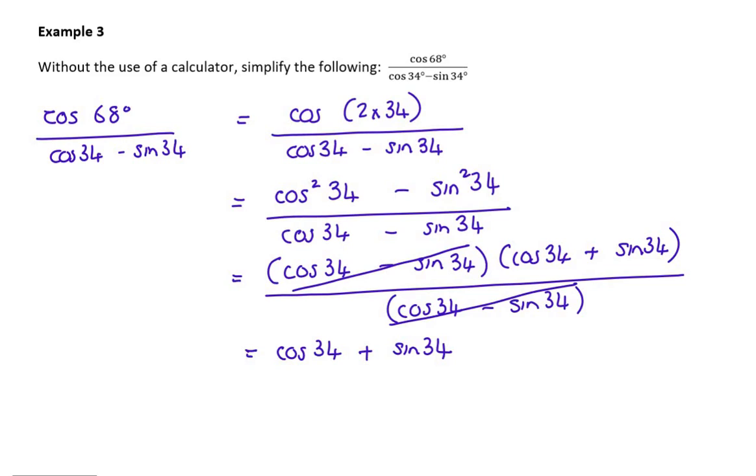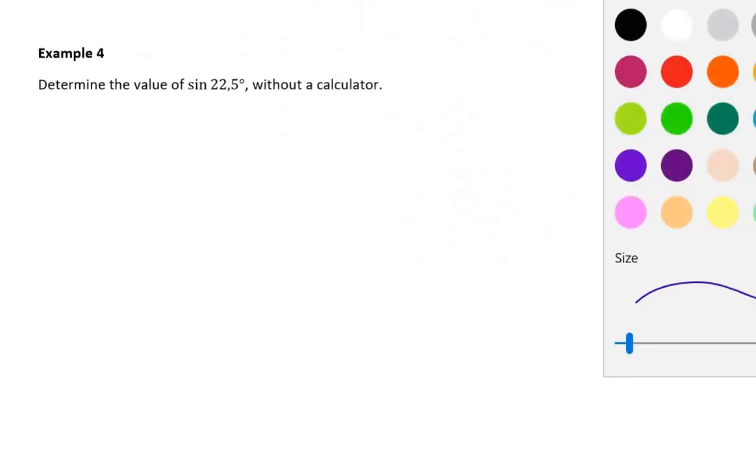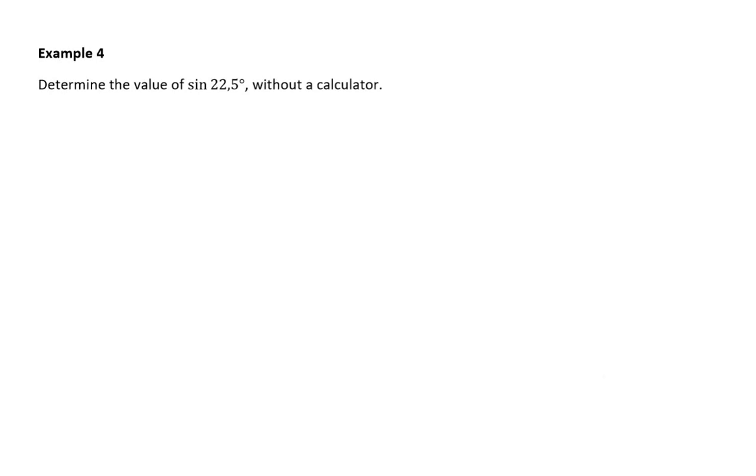Now, mostly in exams, they tend to give you questions that kind of whittle down to something neat. This doesn't particularly whittle down to something neat. So if you're nervous, you just put the question in on your calculator and your answer in on your calculator and check that they do actually match. Right, on to example 4. Determine the value of sine 22.5 without a calculator.